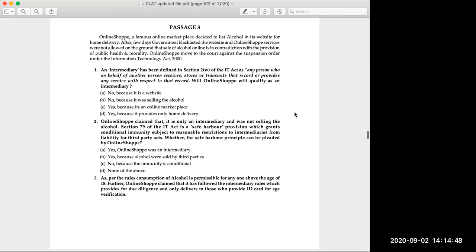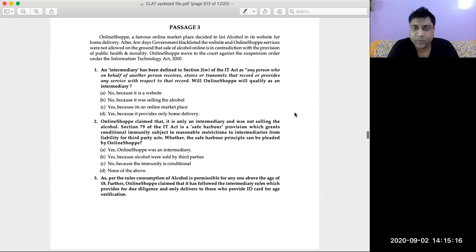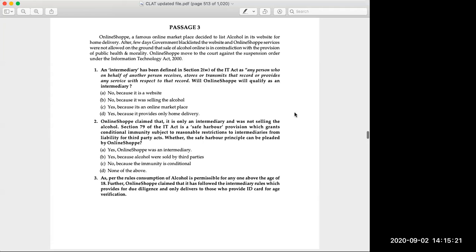So here it says that an online marketplace had listed alcohol on its home delivery page. After some days, the government blacklisted the website, saying that it went against the provisions of public health and security. And then Online Shopee moved to the court and filed a petition against the government on the basis of the Information Technology Act, 2000. Okay, good. Good, Aisha.